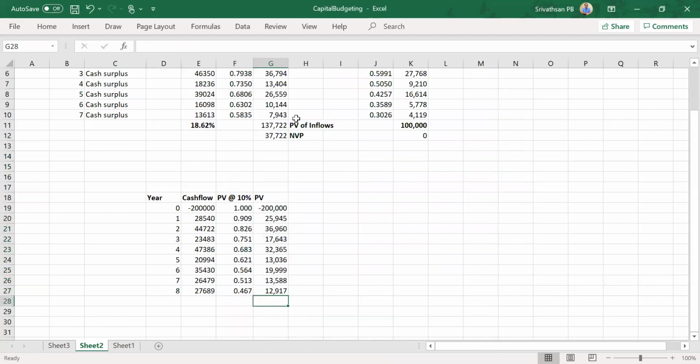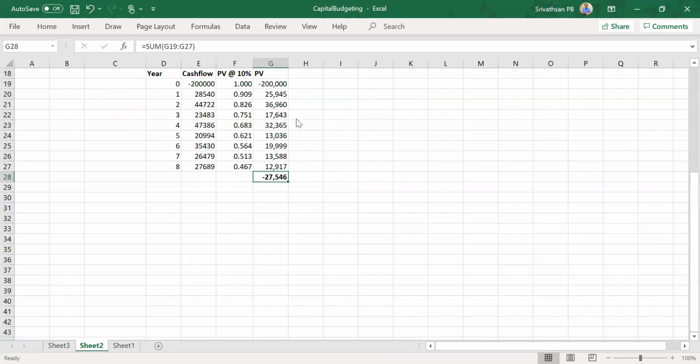Unfortunately, if I just add it all up instead of doing separately the inflows and outflows, we are at 27,000 negative present value. So the project cannot be selected. However, I need to find the IRR, internal rate of return.